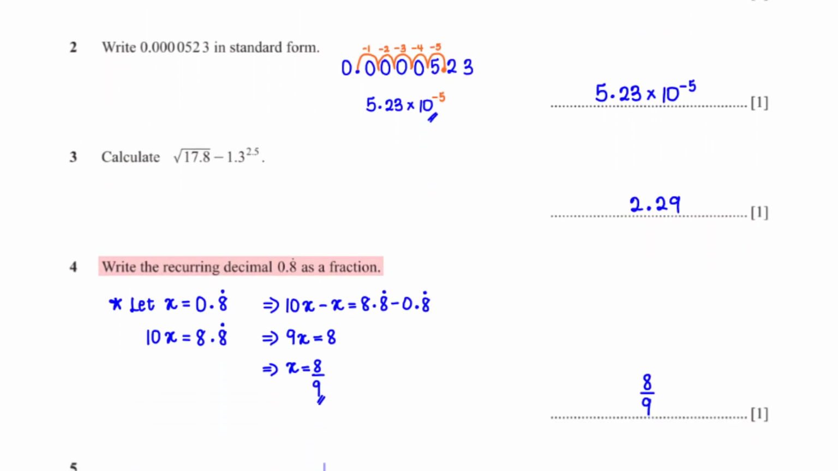Write the recurring decimal 0.8 as a fraction. Let's call the recurring decimal x. When we multiply x by 10, this is what we get. The values of x and 10x have the exact same pattern after the decimal point. So we subtract x from 10x and this is what we get. When we divide both sides by 9, we get x equals 8/9.